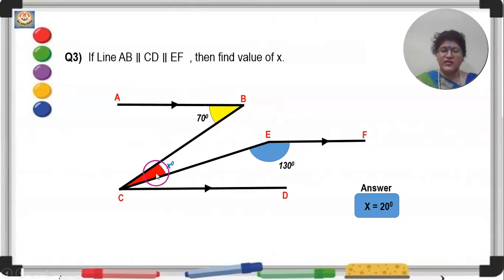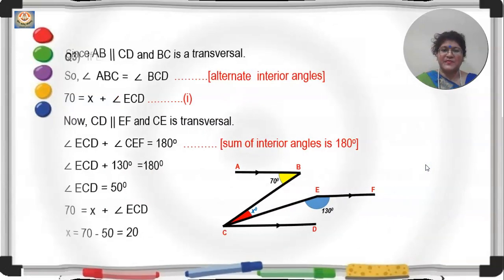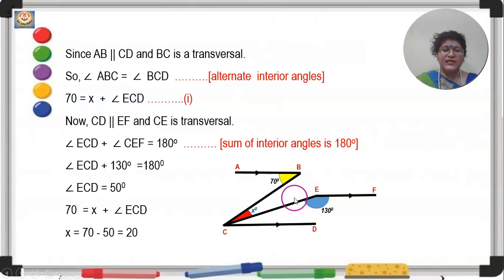I've given the solution for this. X is equal to 20 degrees. That's what you're going to get the answer as. Let us see how to write it down. Now, in this diagram, you know that AB is parallel to CD and BC is the transversal. So, this angle in yellow will be congruent to this complete angle. That is, it will be congruent to angle BCD because they are a pair of alternate angles.